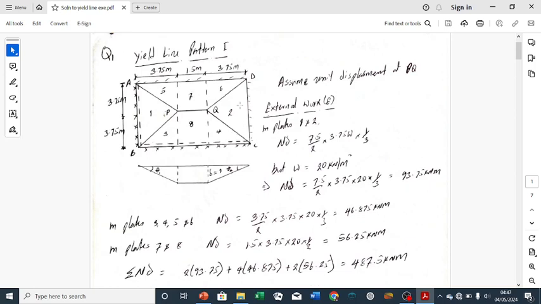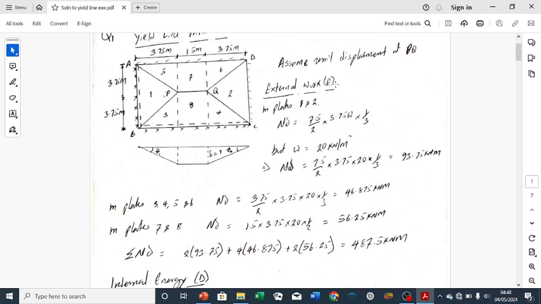First of all, we calculate the external work done. The first thing we do is to assume the point of maximum displacement. This line PQ is basically the point of maximum displacement in the sagging yield line. So we assume a unit displacement, that means we assume a value of 1, so that other displacements will be taken with reference to this particular point. We are going to do it plate by plate. We have 8 plates here in this slab.